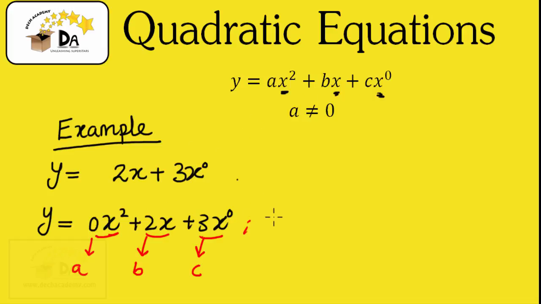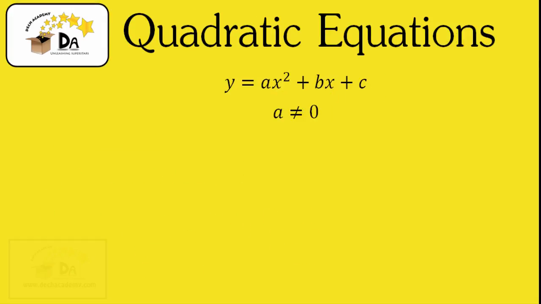Now, given that a is 0 in the given equation, y equals 2x plus 3x to the 0, and b is 2 and c is 3, is this equation quadratic? No, because for a quadratic equation, a must not equal 0. Therefore, this equation is not quadratic. So that's just a test, but this example illustrates the importance of this condition. It can't be taken for granted. It is one of the key things that differentiates a linear equation or other types of equations from quadratic equations.